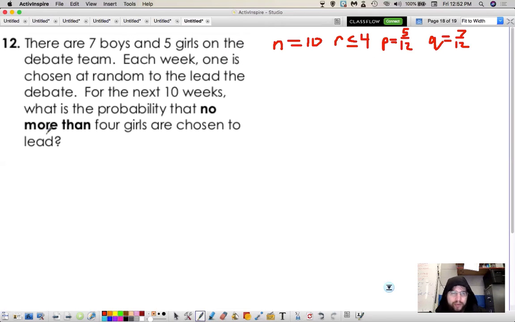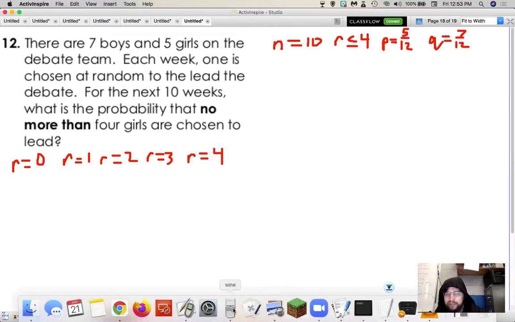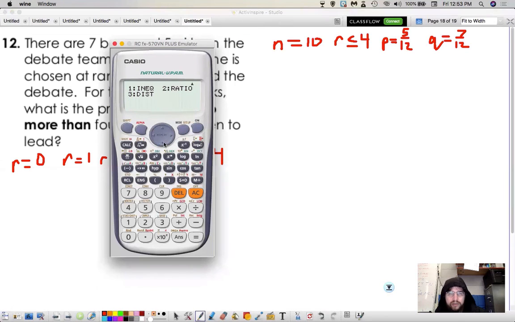What does less than or equal to 4 mean? R is 0, R is 1, R is 2, R is 3, or even R is 4. So 5 probabilities to calculate and add up by hand. Sounds like a lovely time, right? Or just take your calculator. Mode, distribution. It's a cumulative distribution, a regular old cumulative distribution using variables. We have 4, 10, and 5/12.